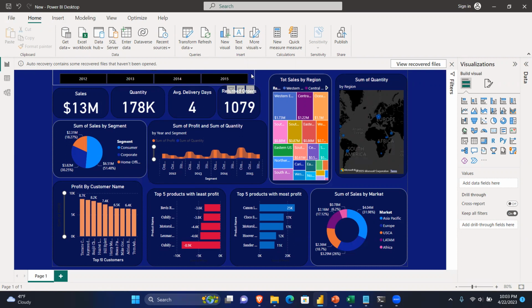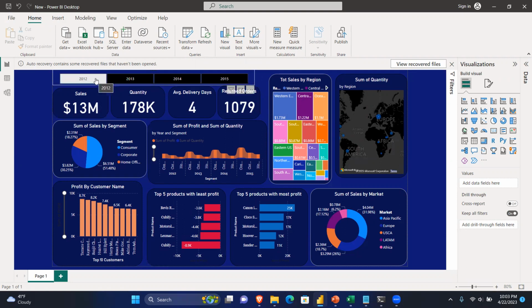If you look at the four tabs right here, it shows the sum of sales from 2012 to 2015, the sum of quantity, the average delivery time, and the return orders. And these graphs right here, for example this pie chart, show the sum of sales by each particular segment.